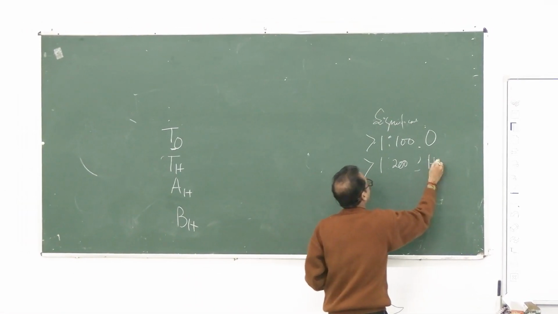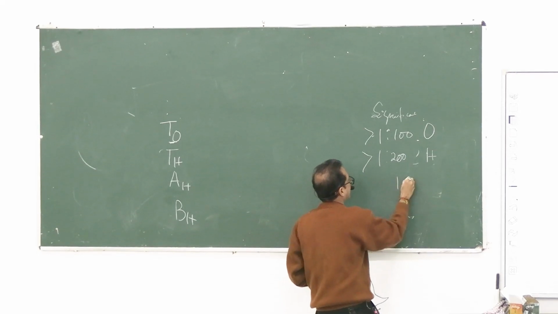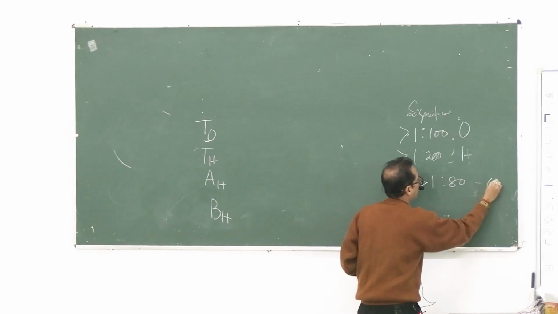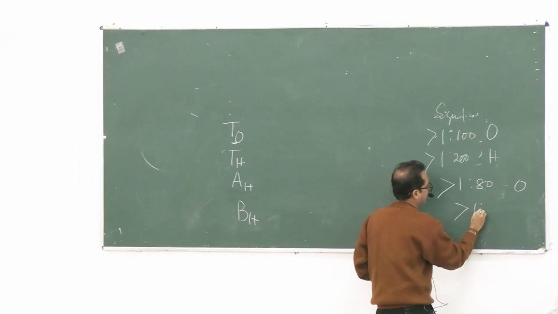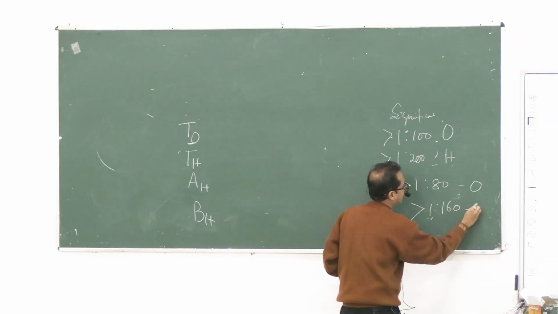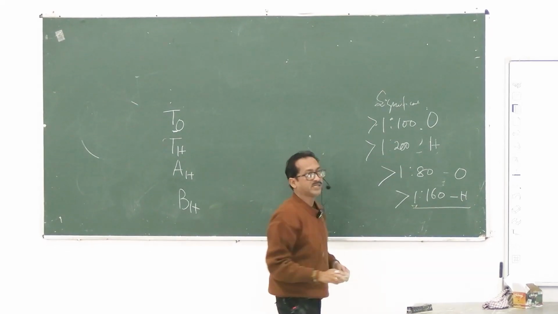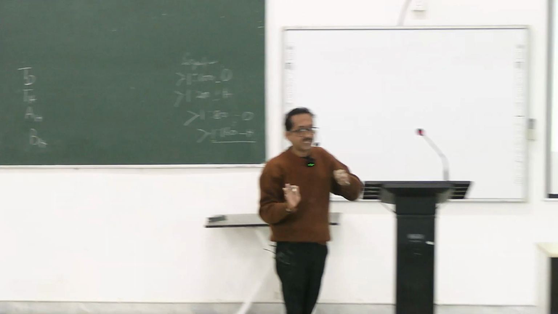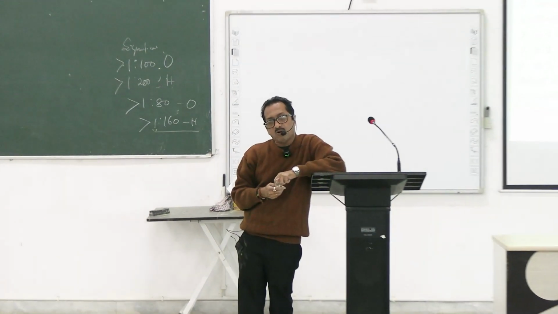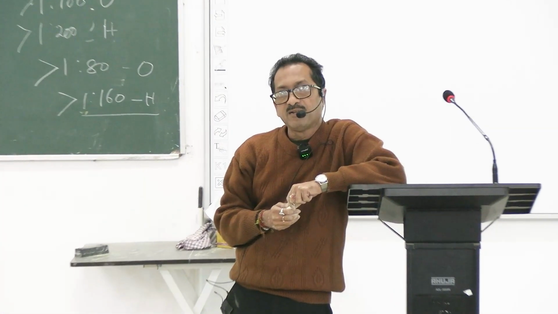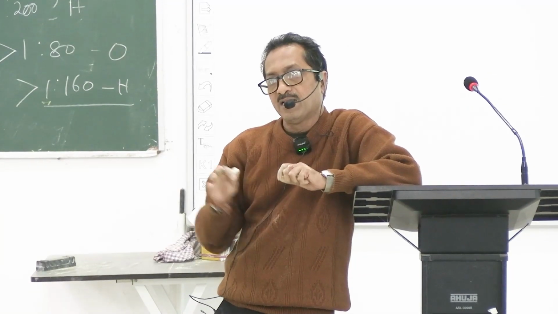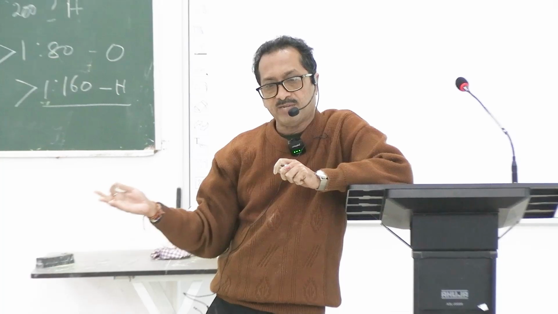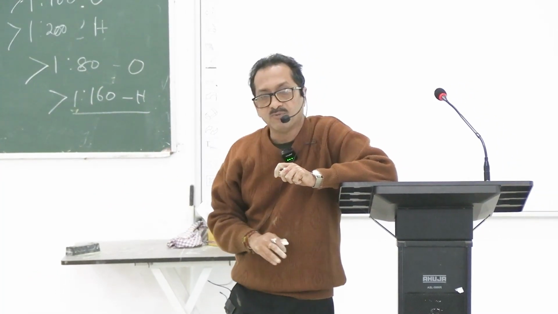And for H, in West Bengal, what we measure is more than 1:80 is significant for O, and more than 1:160 is significant for H. So you need to mention the titer, you have to see the endemic, the local titer. In India or in all textbooks it is written 100 and 200, but in West Bengal what we follow is O above 1:80, and H more than 1:160.